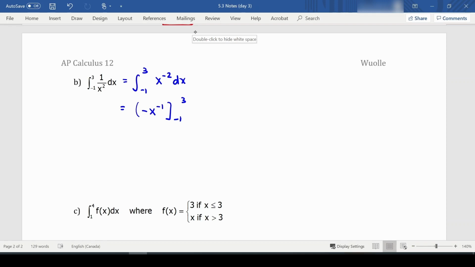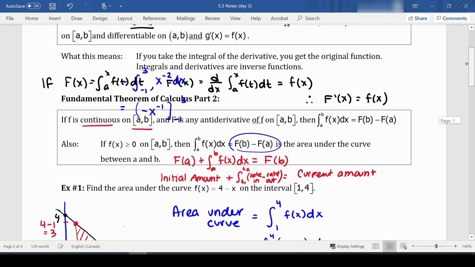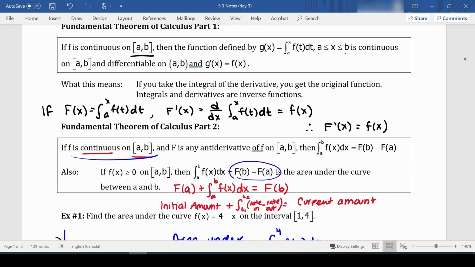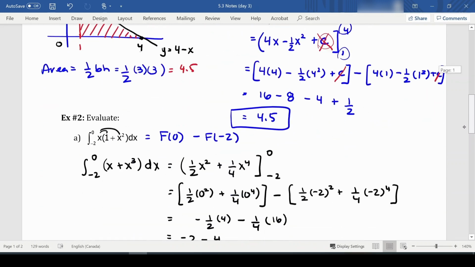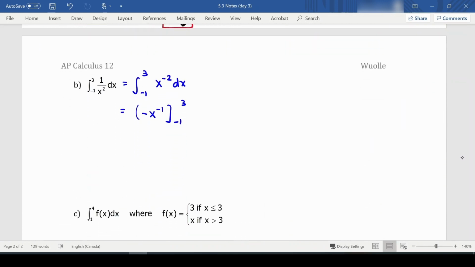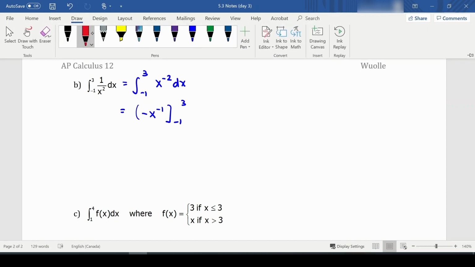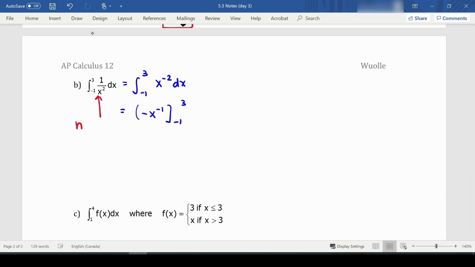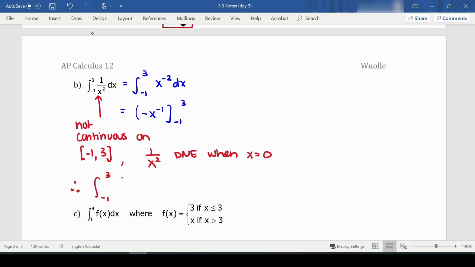Remember that we said we could only do the integral way back at the beginning if f was continuous on a to b. If I look at this, is f continuous? No. This is not continuous on -1 to 3 because 1 over x squared does not exist when x is equal to 0. Therefore, the integral of -1 to 3 of 1 over x squared dx does not exist.